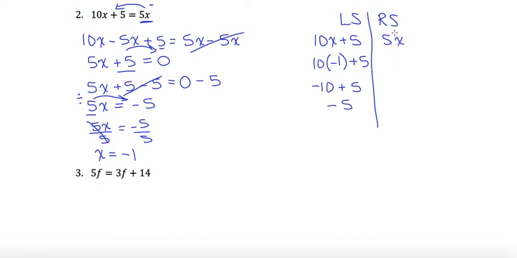So let's check out our right side. 5 times negative 1 is negative 5. Look at that. The left side equals the right side. Therefore, x equals negative 1. Let's do one more example.